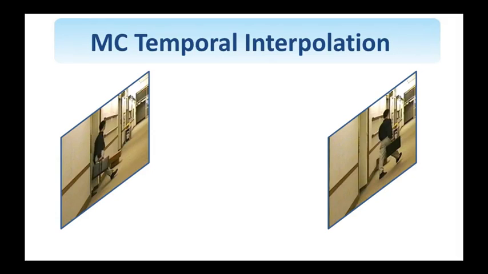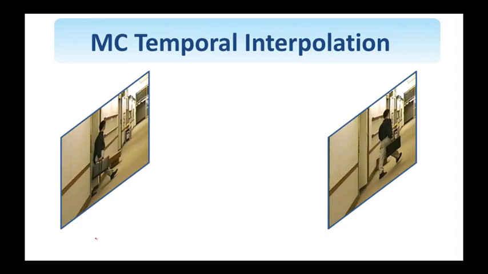Motion compensated temporal interpolation is another problem where motion plays an important role. This is the problem encountered in frame up conversion. For example, I want to convert a 24 frame per second movie up to a 30 frame per second video that will be used for broadcasting. So the problem is depicted here.